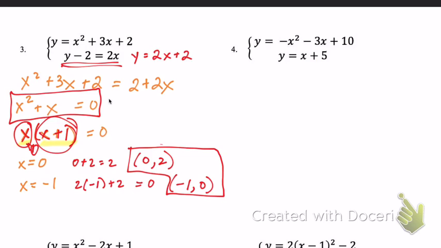Yes? I plugged mine into the top, and for my y I got 6, and I don't really know. Which one? For the -1, 6. Whenever you squared -1, did you get +1? Yes. Yeah, I could have put it in there.